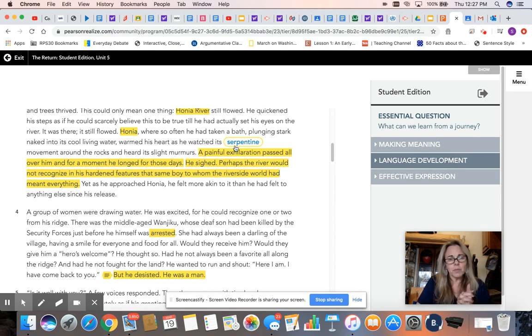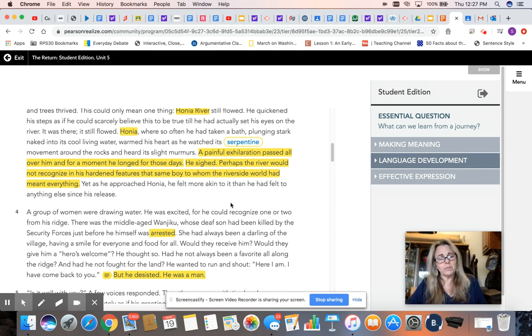progress. Okay, so again, he's feeling that nostalgia when he used to play in the river, he sighed. Perhaps the river would not recognize his hardened features, like maybe it wouldn't see the person he's turned into from being in prison, indicating that prison changed him and made him maybe more of a negative person, or at least not more aware of how life can be hard on people.